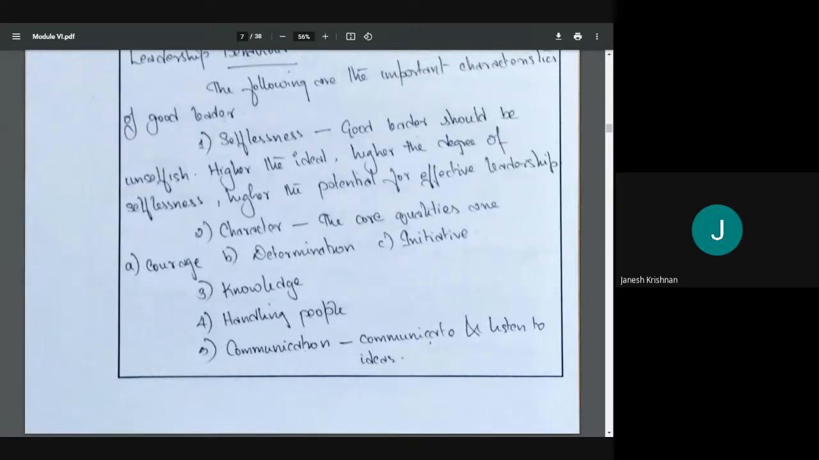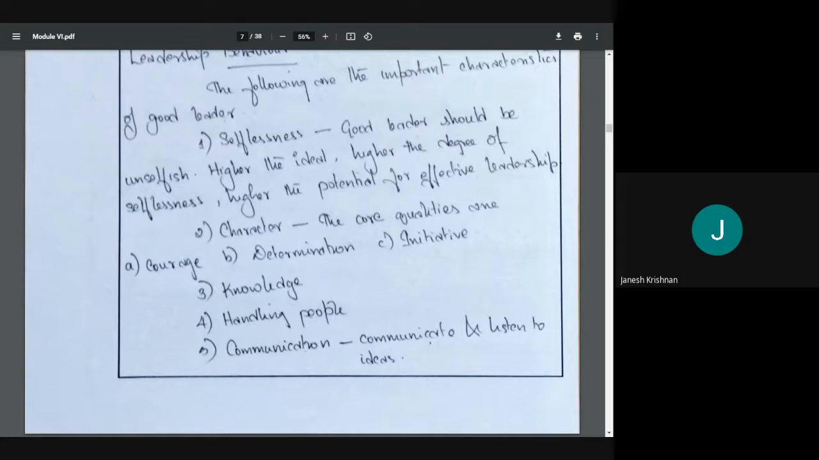Then handling people, right? Handling people means how a leader behaves. We have said a leader should behave and take into account the situation. And what is the principle of leadership? The principle of leadership is that every single person will have their own goals. A good leader is the one who identifies these goals, and whenever they are making a decision, these goals are reflected in it. That's a good leader. So a leader should be able to handle people.